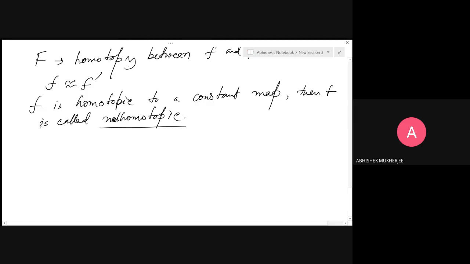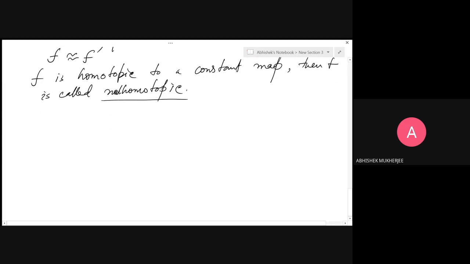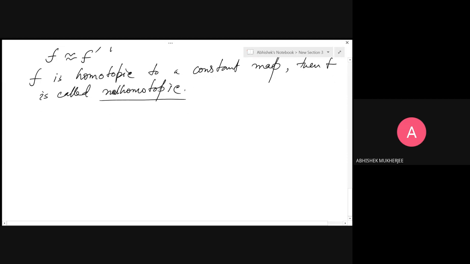Now this is the general definition of homotopy between two continuous maps. Now I move to the definition of homotopy between two paths. The definition is quite the same. A path in a topological space X is a continuous map from a closed interval [a, b] into the space.